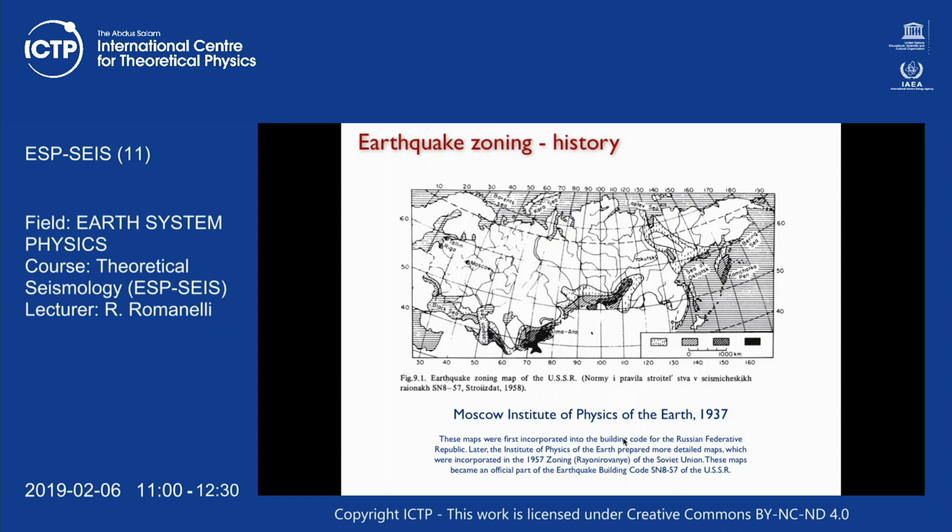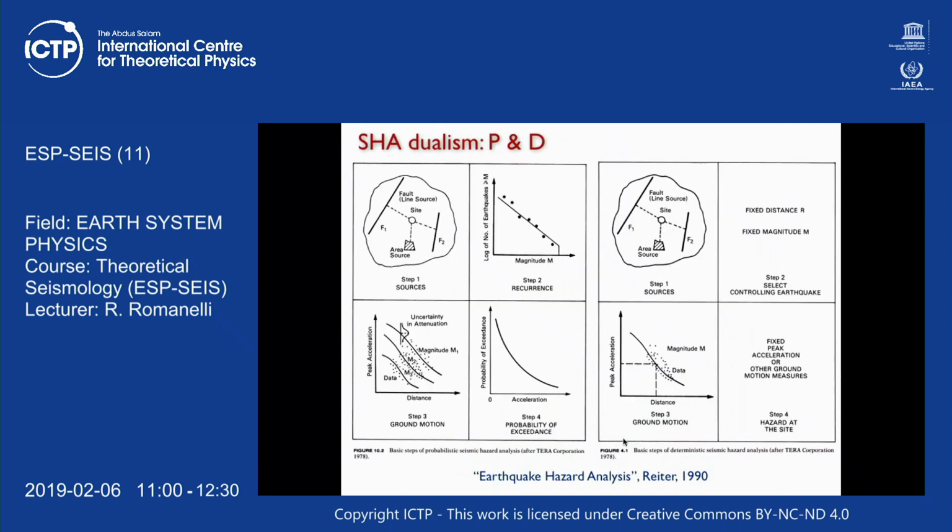In Italy we now have the NTC 2018. We have a sort of Eurocode now. Many countries have their own codes. And the code is a tool based on hazard and risk assessment to provide something practical to engineers. So that's the first one to be incorporated into a building code.